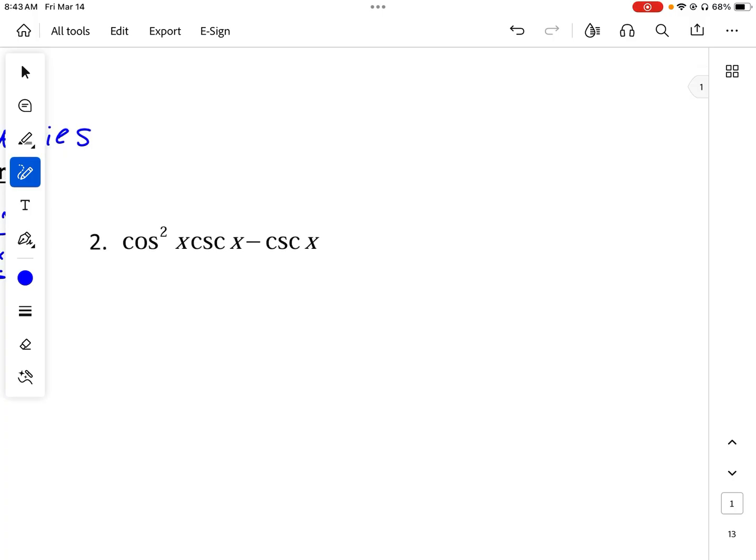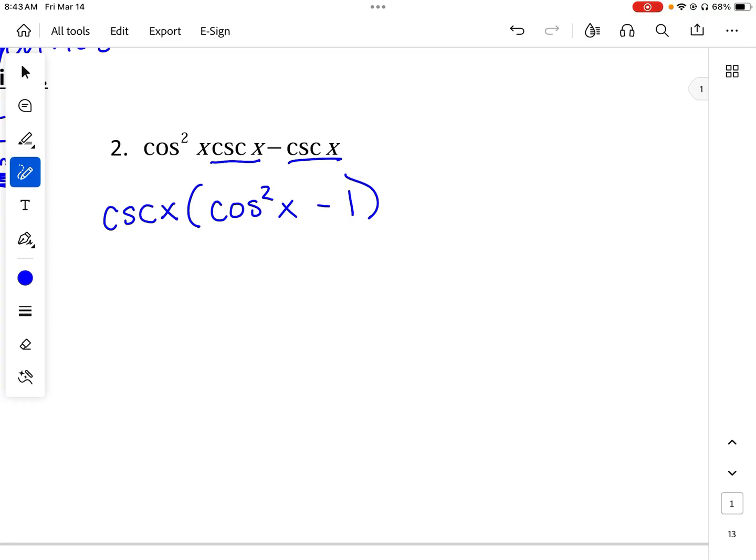All right, let's look at the next one. Cosine squared minus cosecant x minus cosecant x. It's very similar. What does your brain want to do? Look at those that are the same. So we're going to factor it out. Okay, so this is similar to the last one, right? So I'm going to go cosecant x, and then this is negative sine squared x.